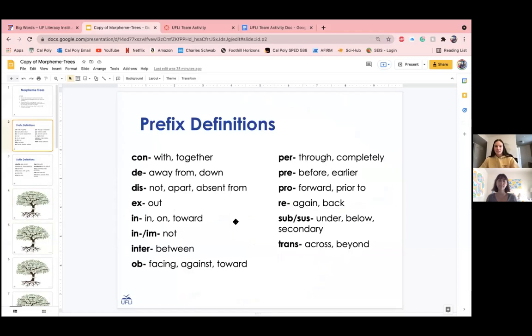So let's look at some prefixes. Some of these prefixes are con. What does con mean? With or together. Another prefix could be de, which means away from or down. What does dis mean? Not, apart, or absent from. The prefix ex means out. The prefix in means in, on, or towards. In and im mean not. So when you add these to the beginning of the word, it changes the word.